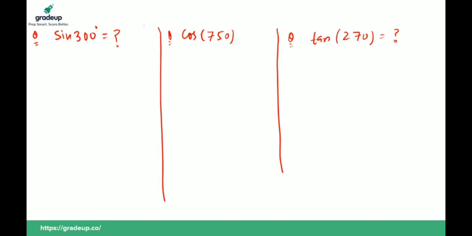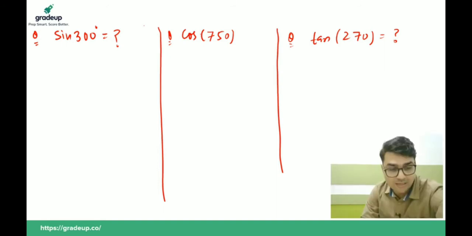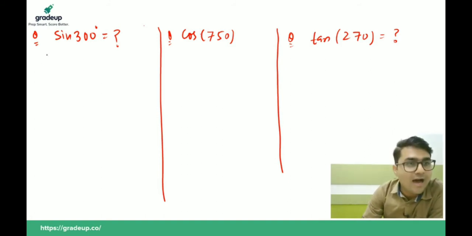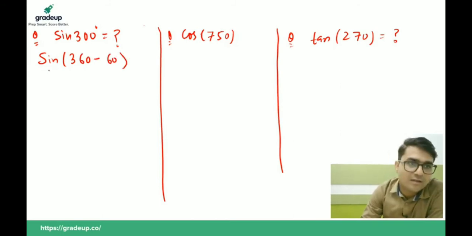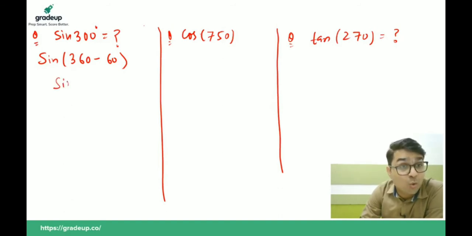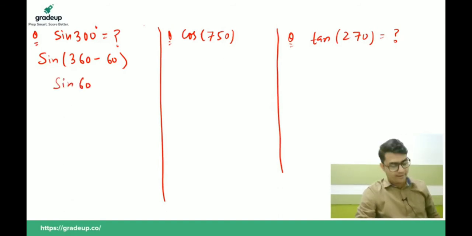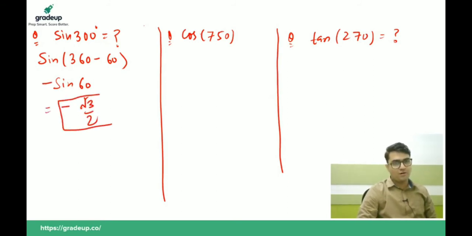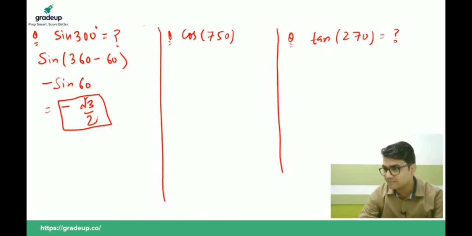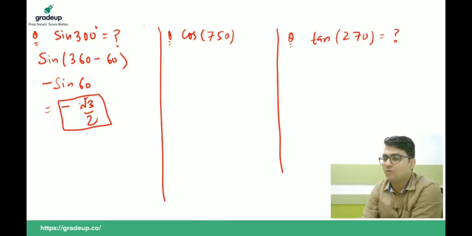Okay, so I will tell you the logic behind this. Guys, I can write sin 300 as 360 minus 60. 360 minus 60 is in the fourth quadrant, and at 360 there is no change. In the fourth quadrant, sine is negative. Then the answer will be minus root 3 by 2. I hope it is clear to all of you. Yes, you are right. All right, now move on to this question.